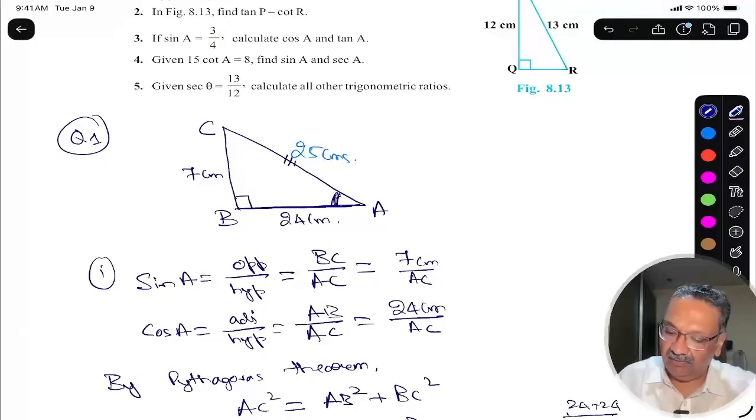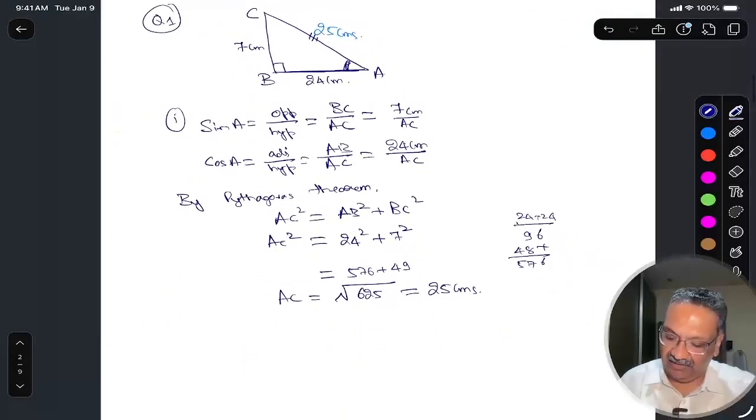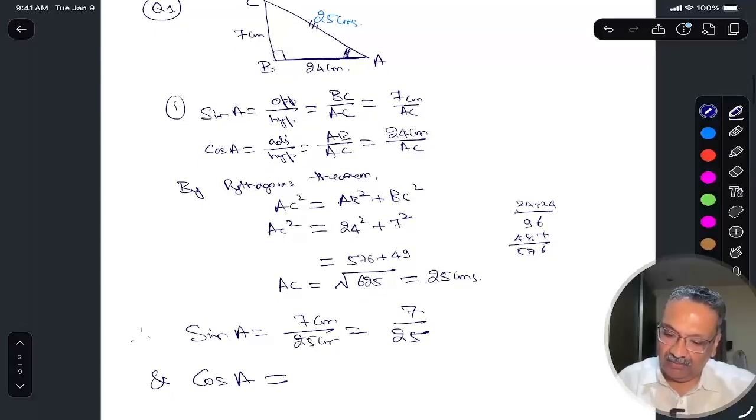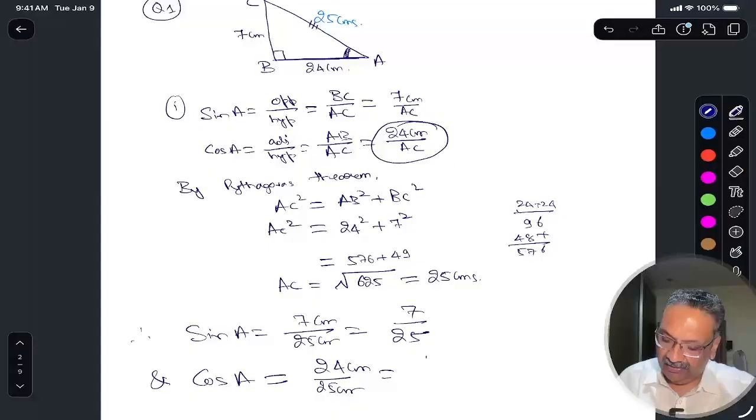So therefore we have sin of A is equal to 7 centimeters by 25 centimeters, that is 7 by 25, and cos of A will be equal to 24 centimeters by AC. 24 centimeters by 25 centimeters is equal to 24 by 25.